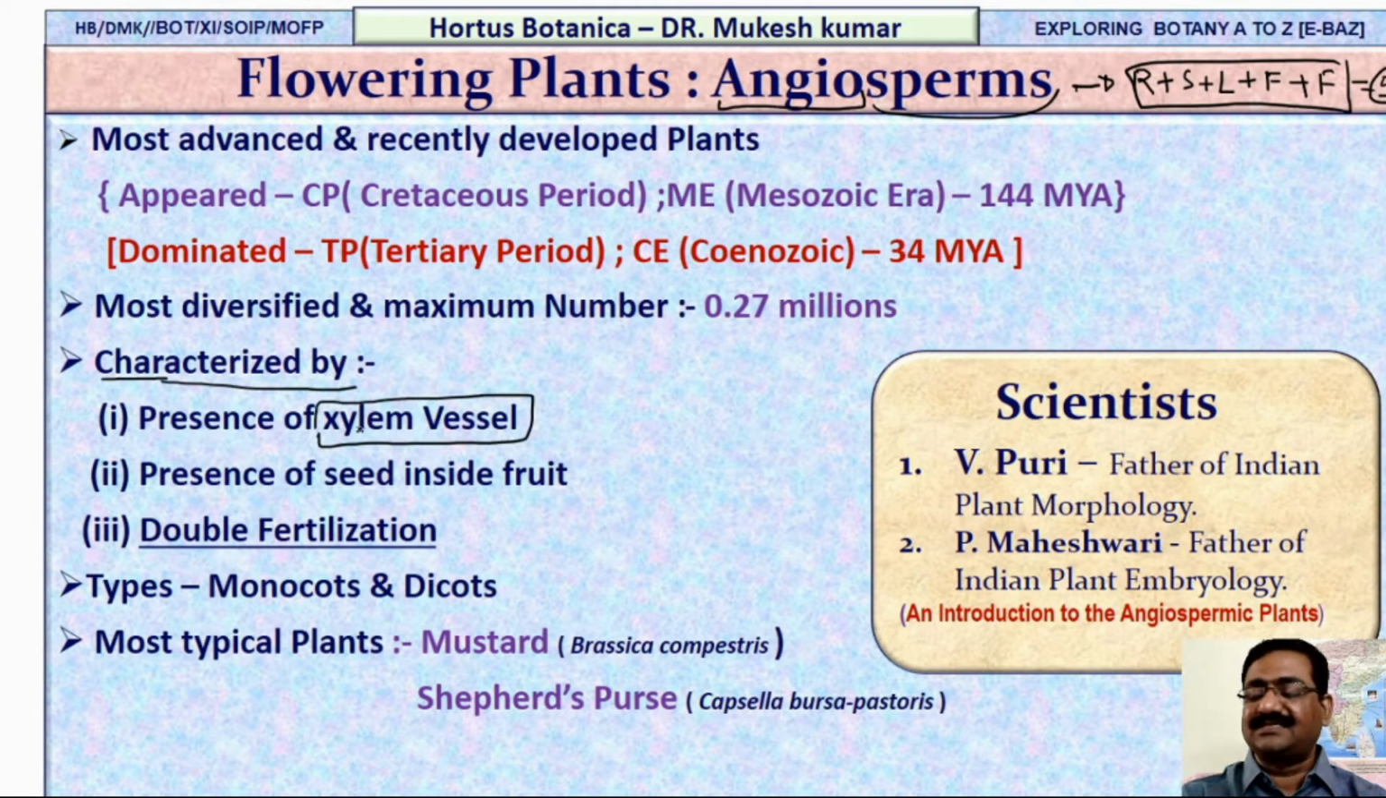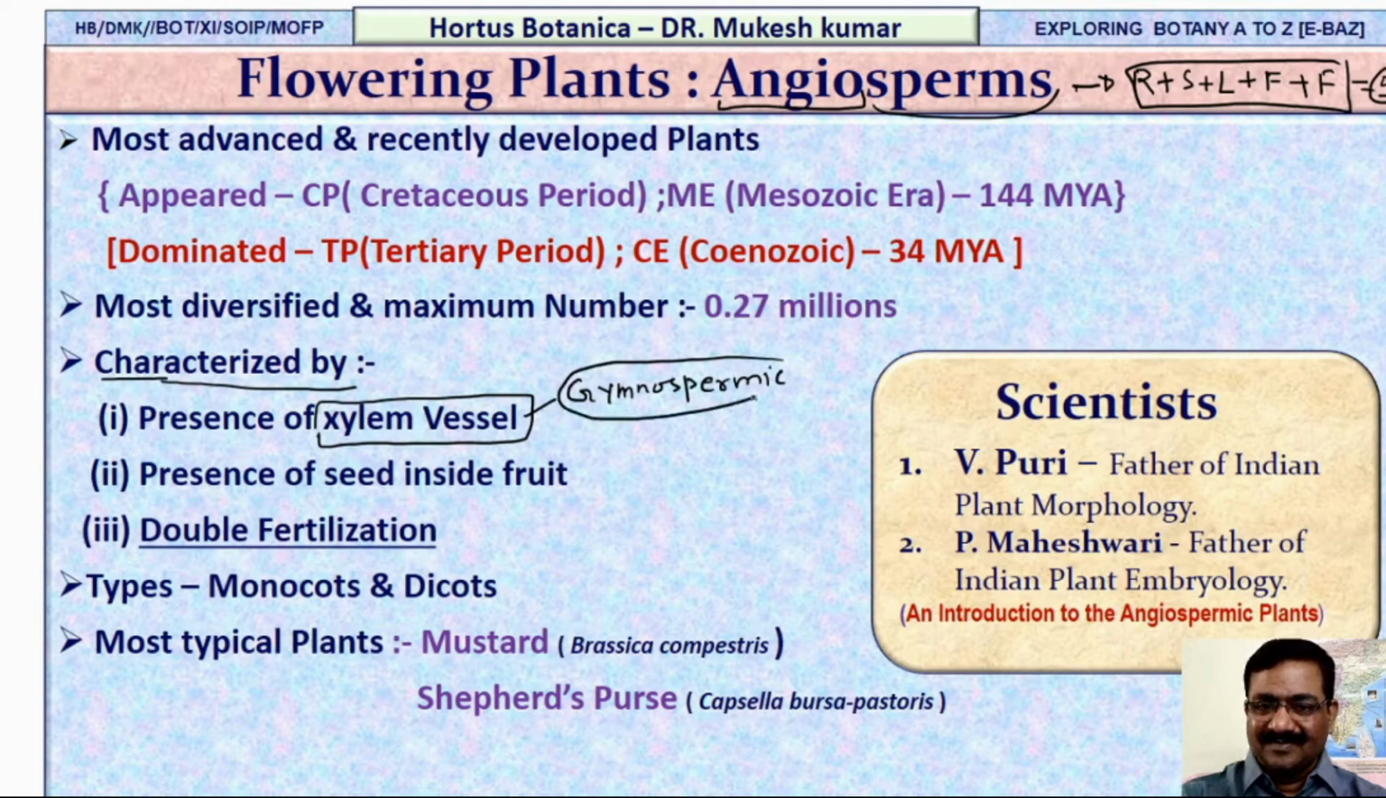But besides that, you can also characterize them, first, by the presence of xylem vessels. Yes, xylem vessel is a characteristic feature of angiosperms. Xylem vessels are also not present in gymnospermic plants. Remember, usually gymnospermic plants are vesselless, isn't it? Although vessels first appeared in the gymnosperm Gnetum, all plants are vesselled only in flowering plants, that is angiosperms. That's why the presence of xylem vessels is the characteristic feature of angiosperms.